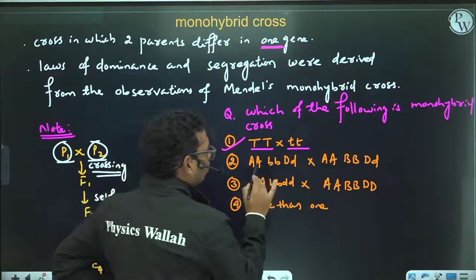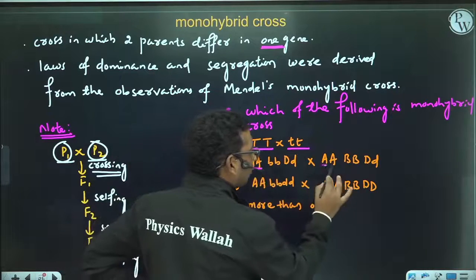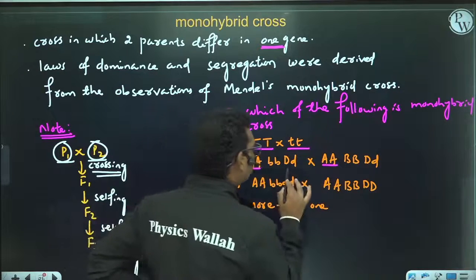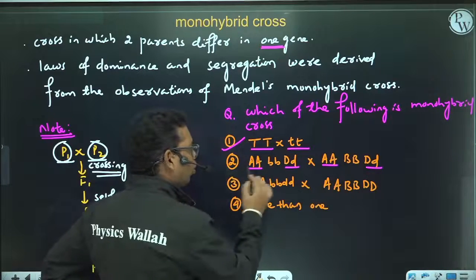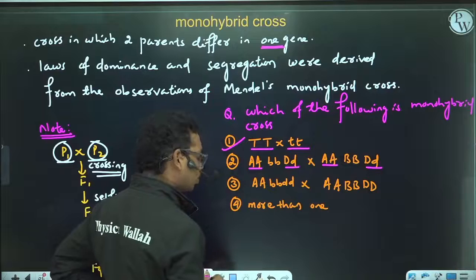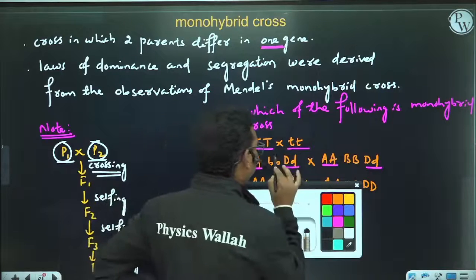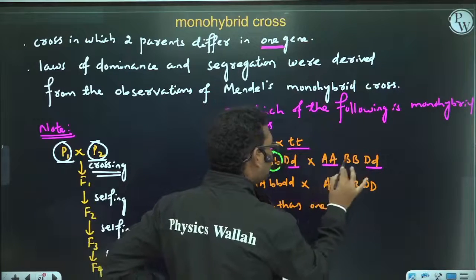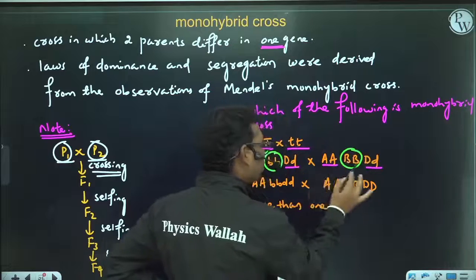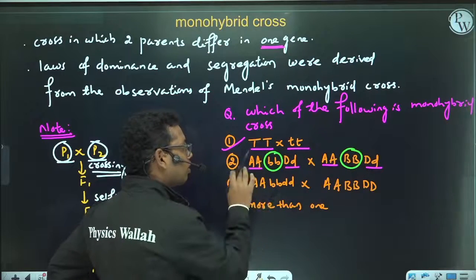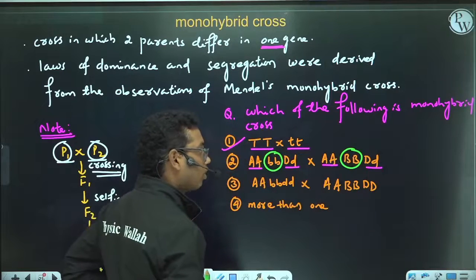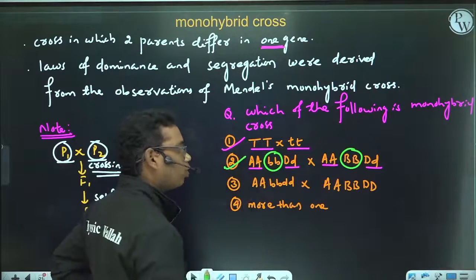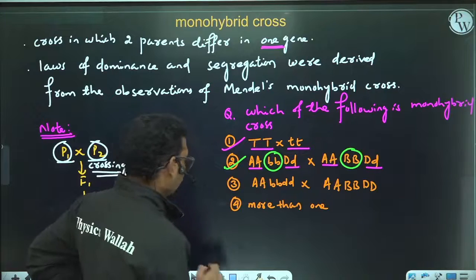What about this one? Here capital A, here also capital A. Here capital D small d, here also capital D small d. So both these parents resemble each other in these two genes, but they differ in capital B small b, here small b, here capital B. That means these two parents differ in only one gene. That is why this will also be a monohybrid cross.